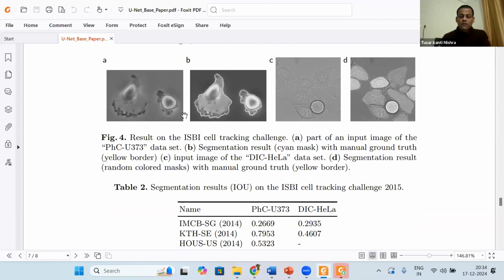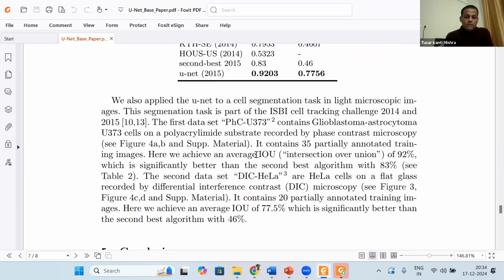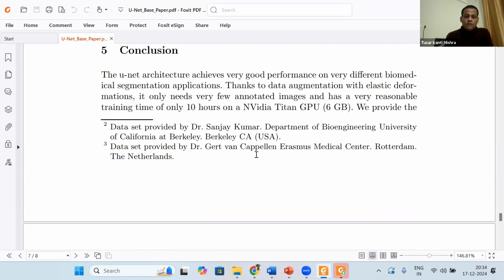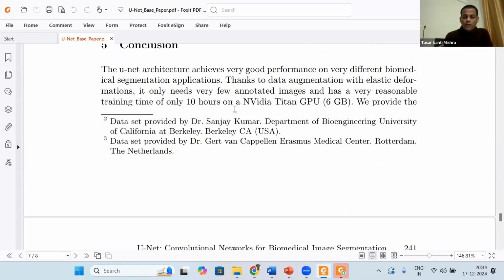Cell tracking challenge. The same can be correlated with blood cancer, leukemia identification, sickle cell segmentation and so on. Here UNET performed well with 92%. We are not sure, but the data was prepared by Dr. Sanjay Kumar, might be a person from India. I have no idea. Working at Bioengineering, University of California.